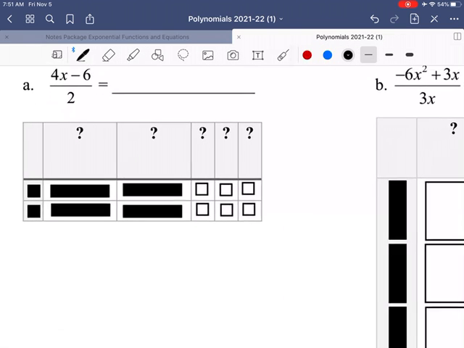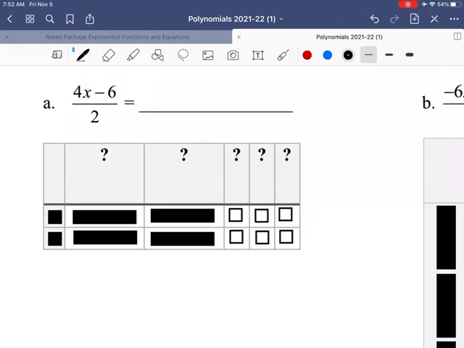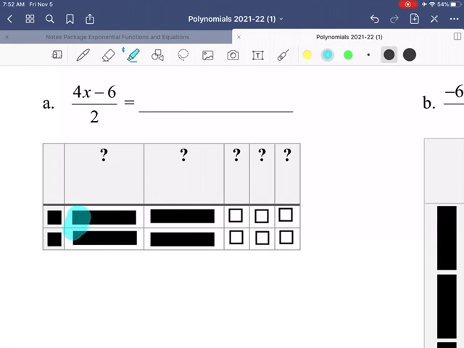So if we're looking at this polynomial here, 4x minus 6 divided by 2, the area represents the numerator and the side length represents the denominator. So you're actually looking for the other side length. Okay? And how you go about solving this is looking at what multiplies to the stuff in the middle.